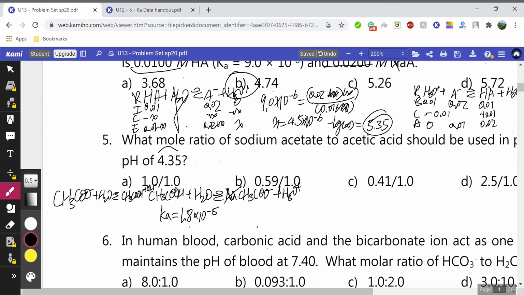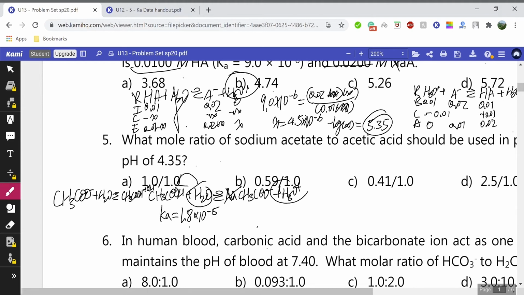How do you know which one of these reactions to use? Well, the answer is it told you the pH of 4.35. This one produces an OH minus. If you add the water to the base, then it will be producing an OH minus. But if you add the water to the acid, it's going to produce H3O plus. A pH of 4.35 means the solution is acidic. So you have to produce H3O plus, which is why this reaction will be the incorrect one.